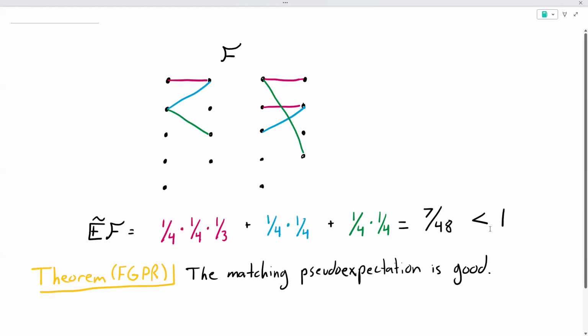So here's a family of conjunctions where every conjunction is a different color here. And this is an example of a good family, but the value is much less than 1. So this follows exactly with the theorem we want to prove, which is that this matching pseudo expectation is in fact good. It's easy to show that it is a pseudo expectation, but it is a lot of work to show that it is in fact good.